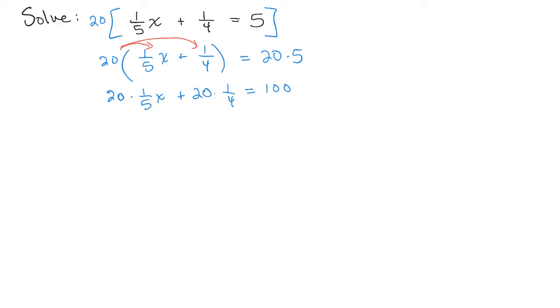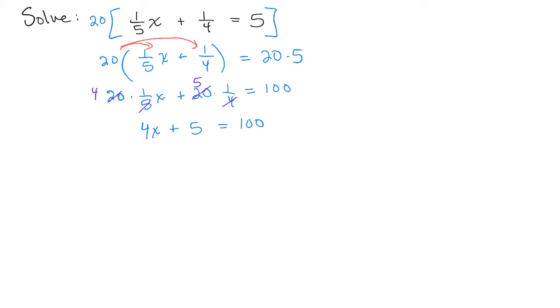And let's see, 5 goes into 20 four times, 4 goes into 20 five times. See what happens when you multiply by the least common denominator? You will get an equation that has no more fractions in it. So we have 4 times 1 times x, that's just 4x, plus, and this is just going to be 5 times 1, which is 5, equals 100.